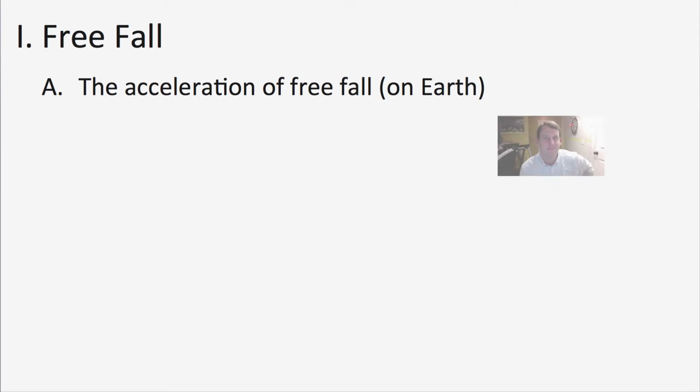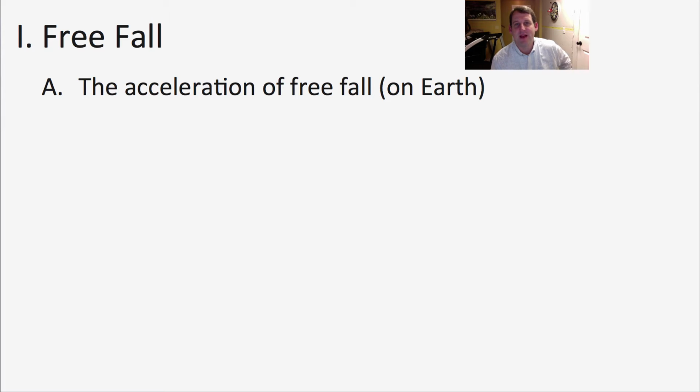Let's get started. So free fall is a very specific idea in physics. It says when an object is falling only due to the force of gravity, that's free fall. So basically, no air resistance. Now on Earth, obviously there's going to always be some air resistance, but for heavy objects traveling at relatively slow speeds, that resistance will be small and we can neglect it. So today we'll look at just free fall.